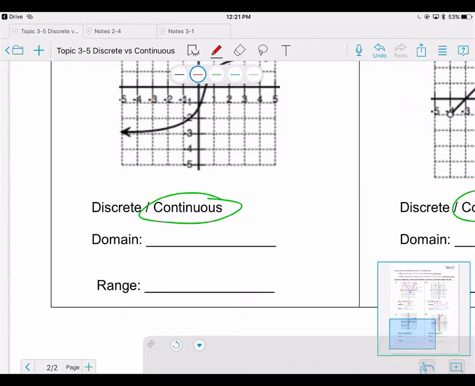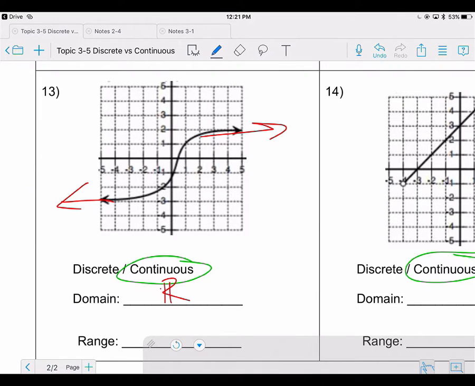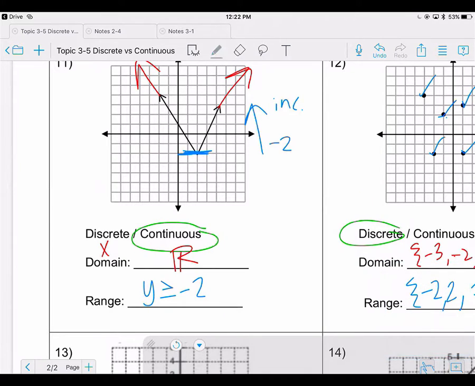13, looking at this domain, my x's are going to keep going forever, so that would be all reals again. Very similar thing with my y's. Even though this looks like it's leveling off, it would keep sloping that way, and we can't see where it ends, so we know that it means all reals. Even if you're not for sure if it's sloping or not, it's probably going to be all reals unless you have end points or very succinct stopping points like we do here.